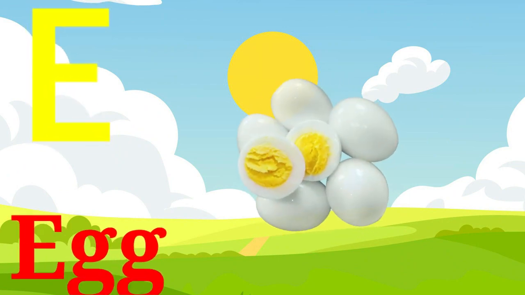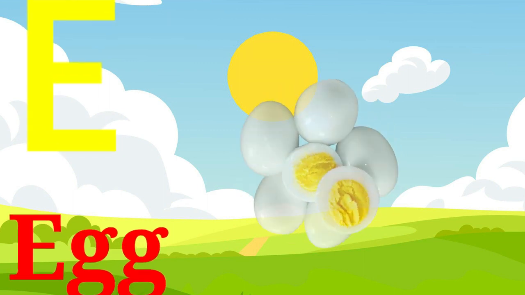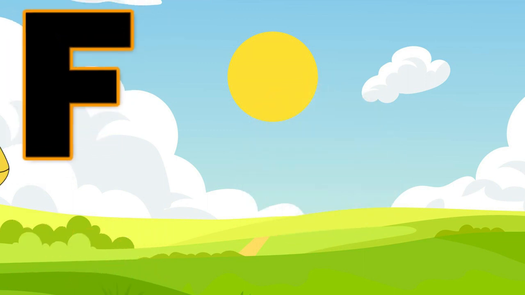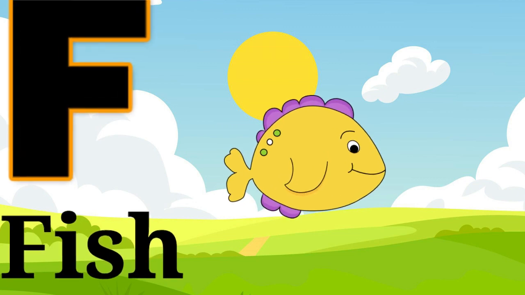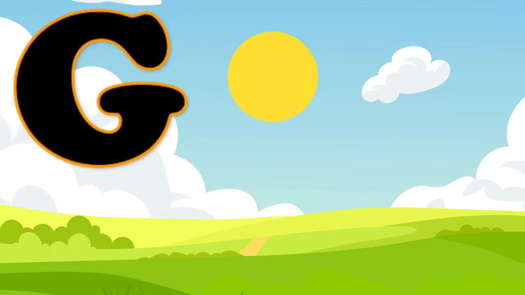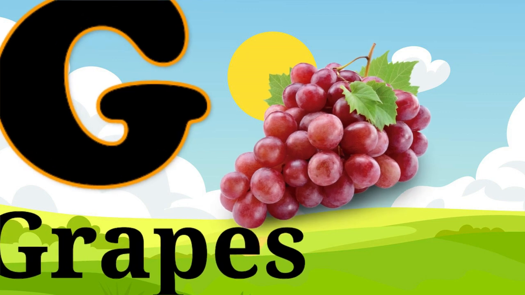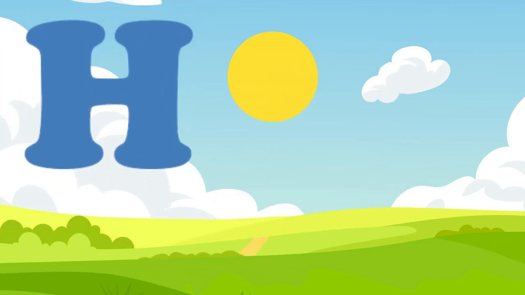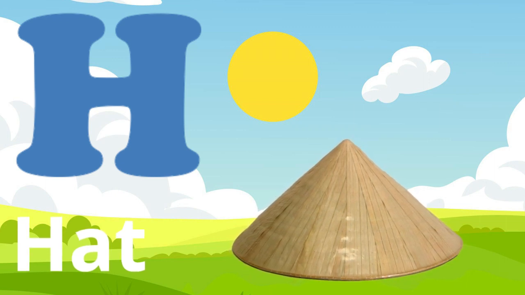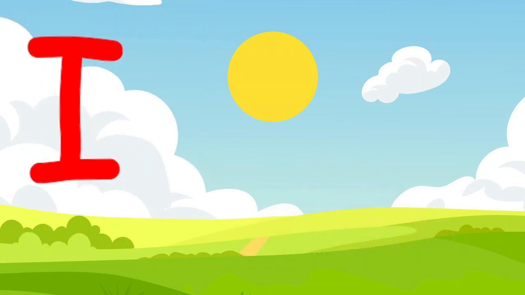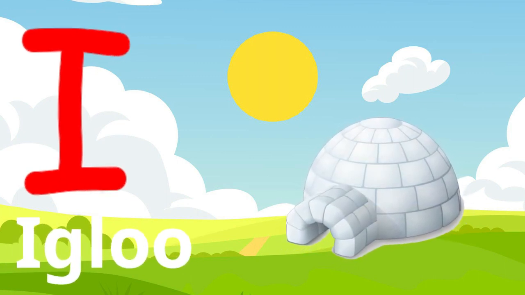E for egg. F for fish. G for grapes. H for hat. I for igloo.